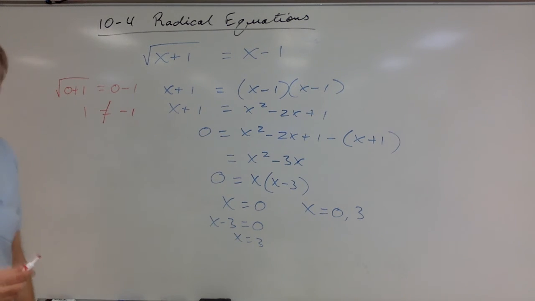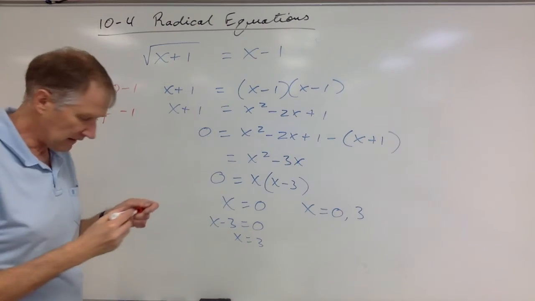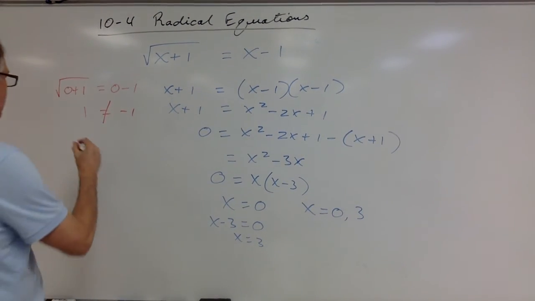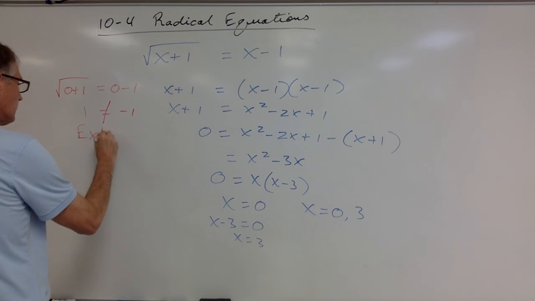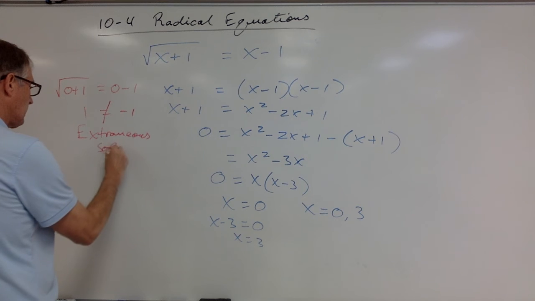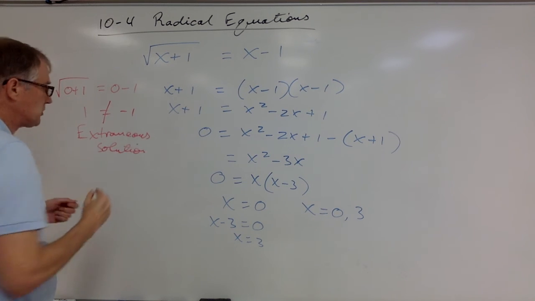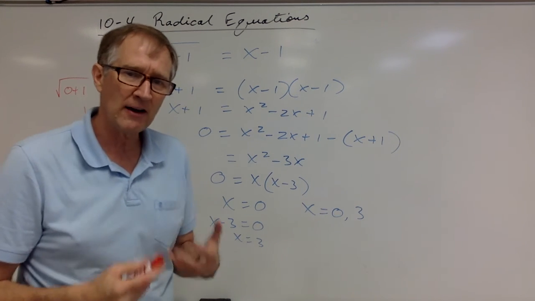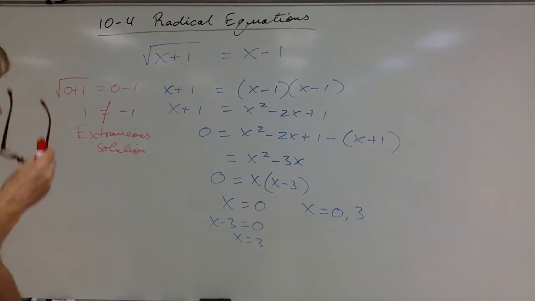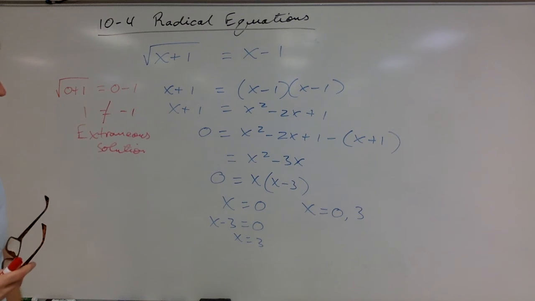I didn't make a mistake. It's not true. It's called an extraneous solution. If I didn't check it, I wouldn't know that 0 is not an actual solution for this. It came out here, but didn't work when I put it back in. This is just one of those odd situations.